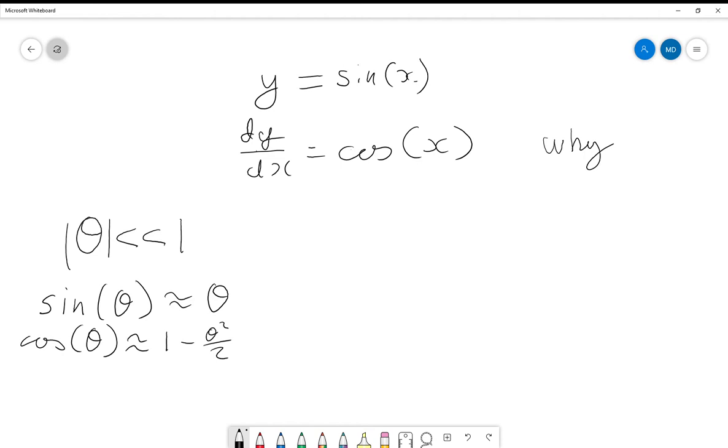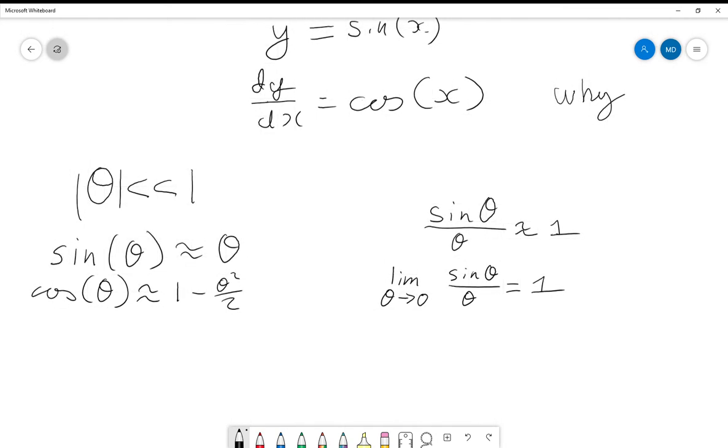Now, this gives us some very valuable things, because as these become more and more accurate as theta tends to 0, we can rearrange it, and we can see that sine theta over theta is approximately 1. And again, this gets perfectly accurate as we tend towards 0, so we can in fact say the limit as theta tends to 0 of sine theta over theta is exactly 1.